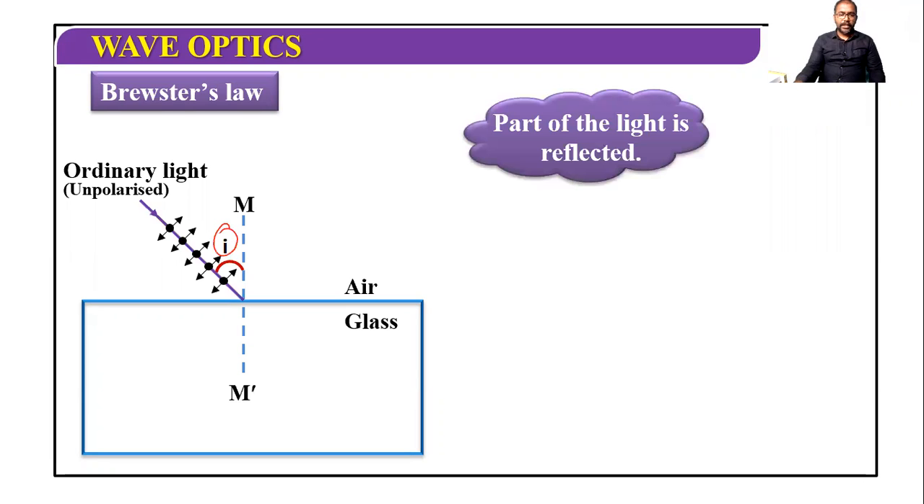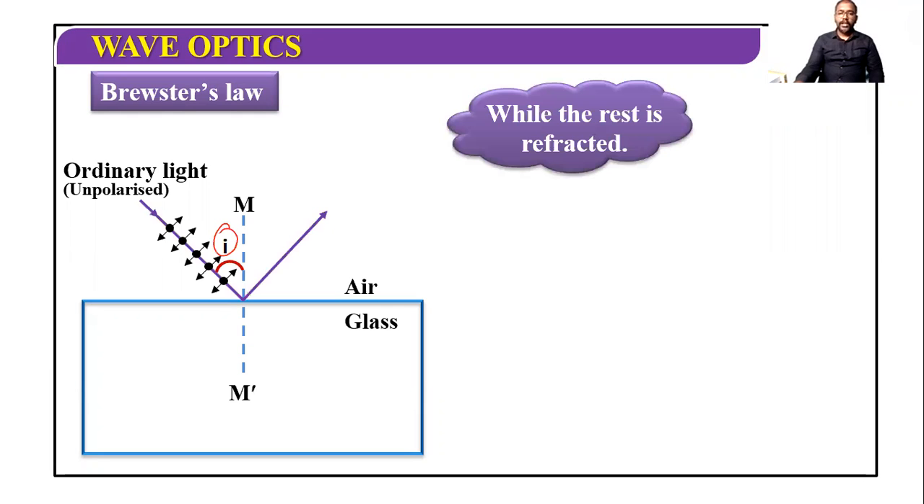So part of the light is reflected. You can see a reflected light, while the rest is refracted. You can see a refracted light also. So this is the reflected light and this is the refracted light.